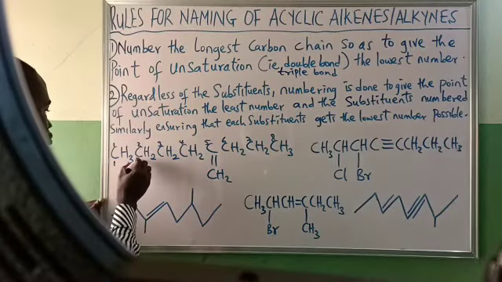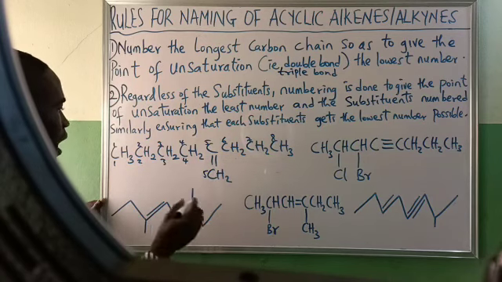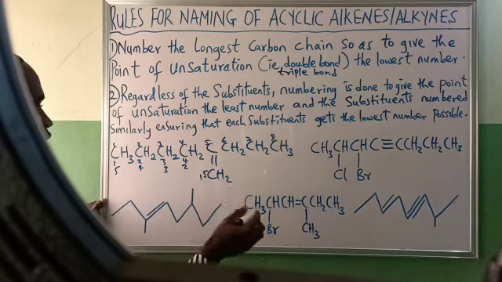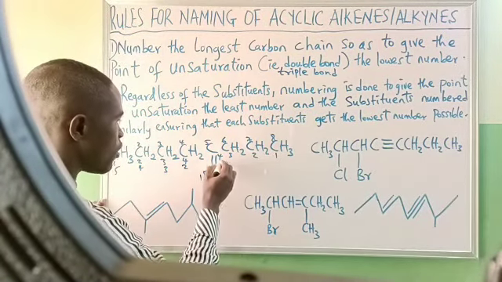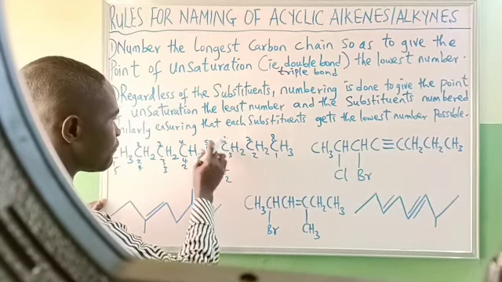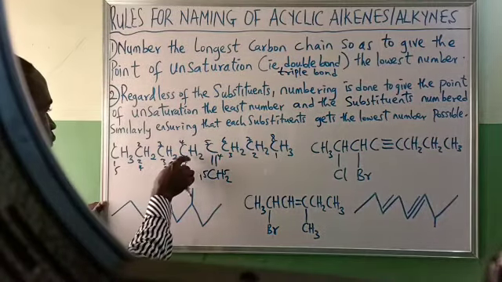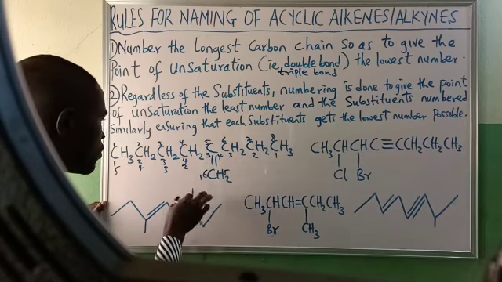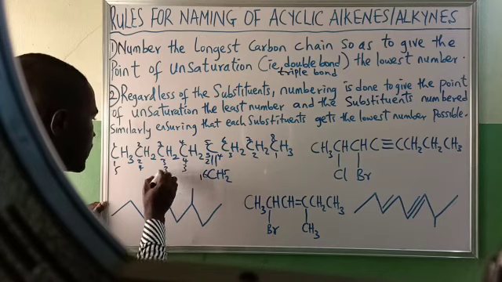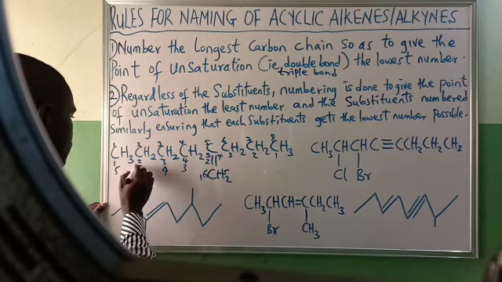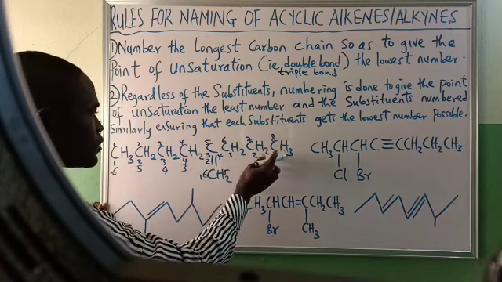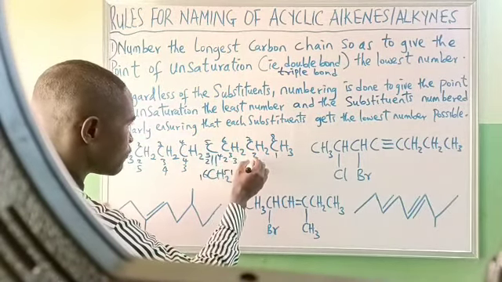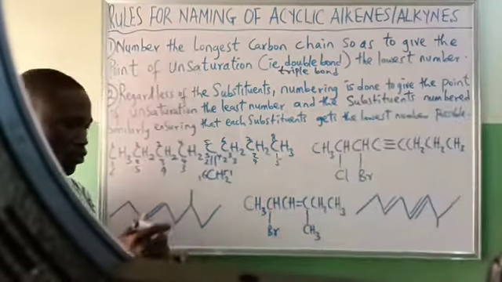Now I can number 1, 2, 3, 4, 5. And someone can also number 1, 2, 3, 4, 5, 6, in different directions. We have seen all the ways we can number.